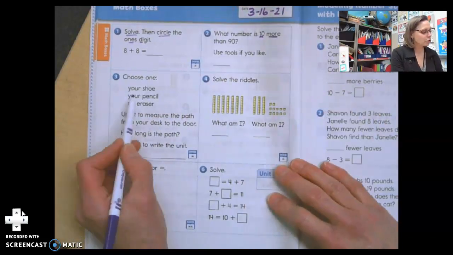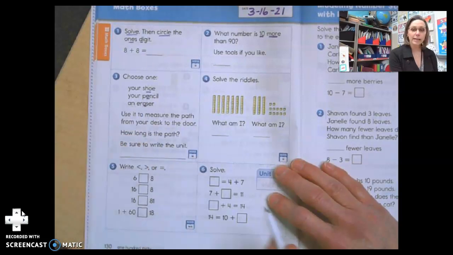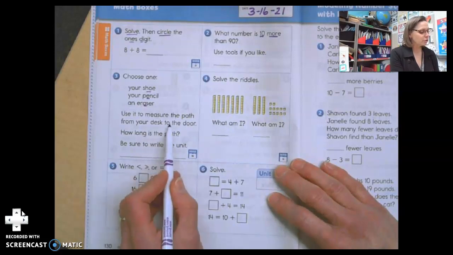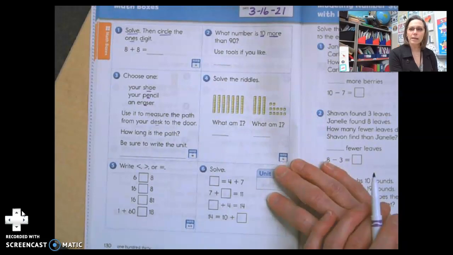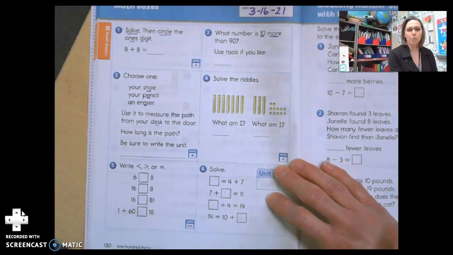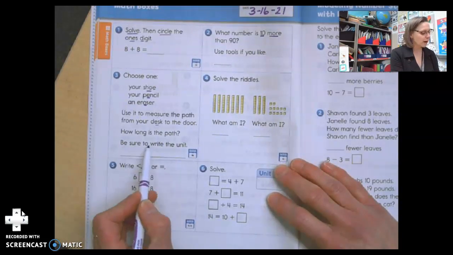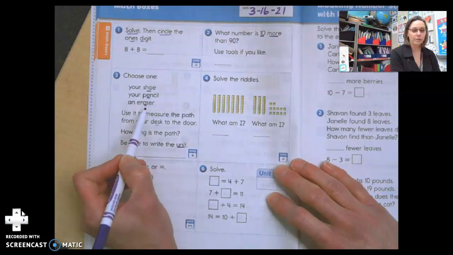This one is to choose either your shoe, a pencil, or an eraser. You're going to use that to measure the path from your desk to the door. If you don't have a desk, then just pick wherever it is that you sit and where your door is. I don't even really care where it is. Practice measuring how long your path is. Be sure to write the unit name. So you got to tell me if you're using a shoe, a pencil, or an eraser.